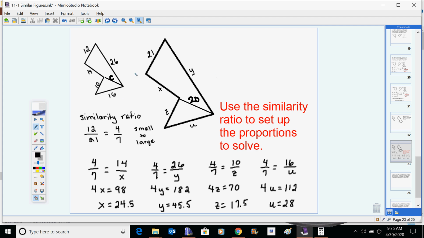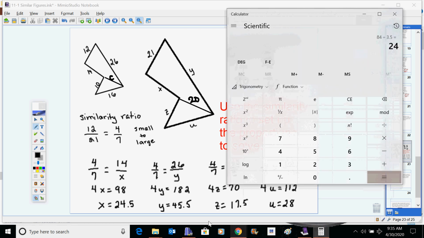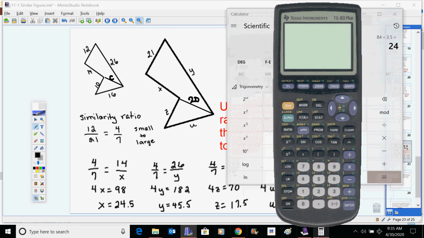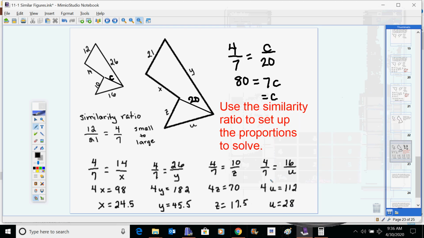Our scale factor is still small to large is 4 to 7. But in this case, small to large, C is on the small side, and the large side is 20. Okay, cross multiply, we get 80 equals 7C. And we would need to divide both sides by 7. And honestly, this one's going to give me a decimal that doesn't end. So if we divide that out, we're going to end up with a decimal that doesn't end.